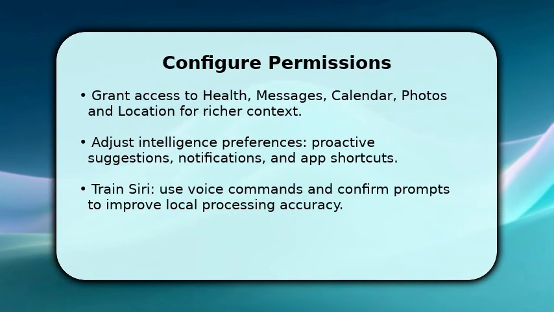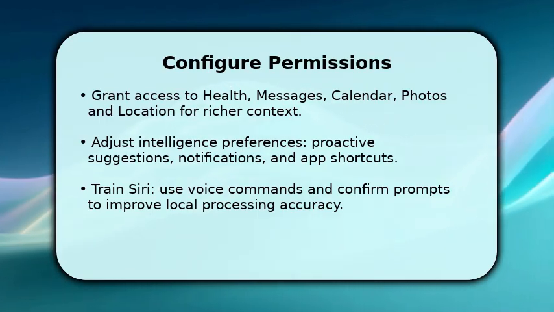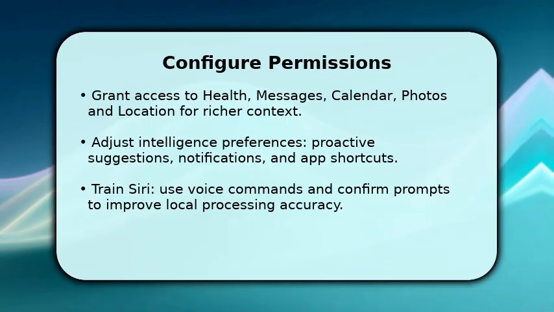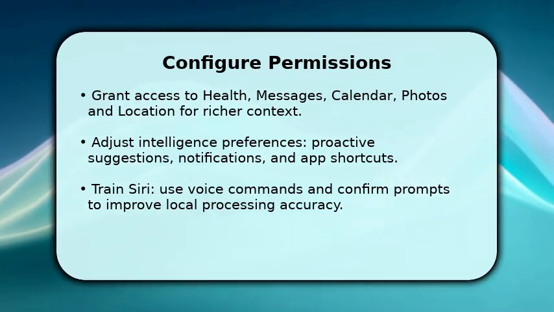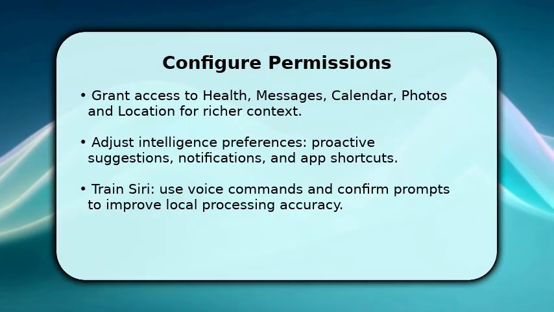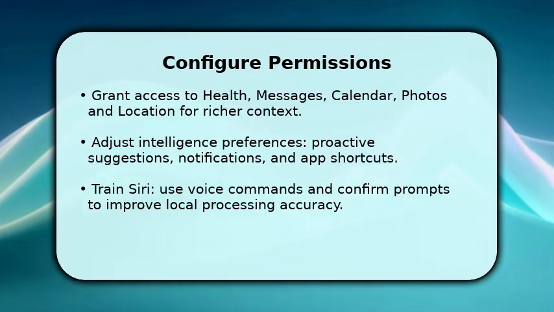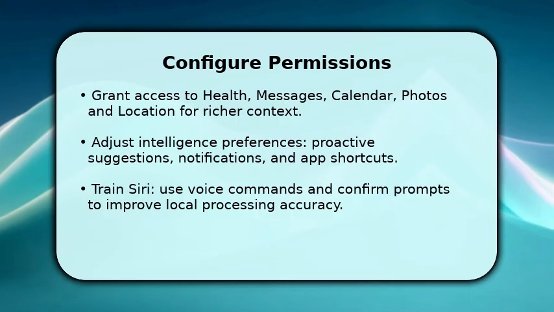Next, focus on the middle configuration that makes Apple Intelligence useful. Grant app permissions for health, messages, calendar, photos, and location so suggestions can draw from your data. Then customize intelligence preferences, turn on proactive suggestions, set notification behaviors, and pick which app shortcuts appear as complications.